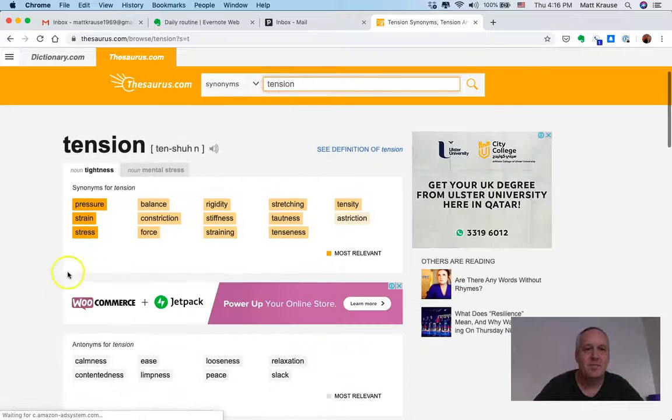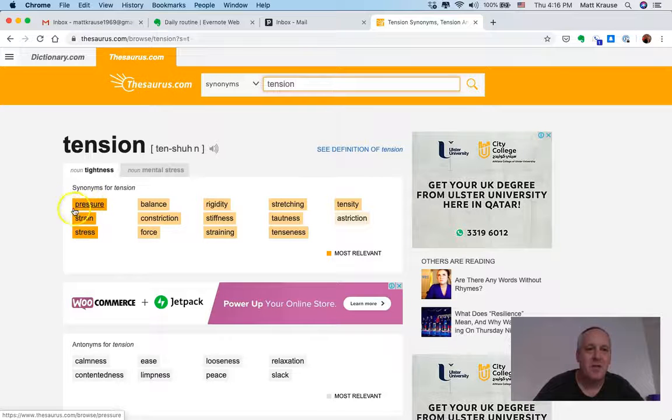In this case, in thesaurus.com, look for the dark orange words. There are light orange words and really light orange words, and at thesaurus.com, at least, those are words that are not quite as close to the original word tension. So in this case, we have three dark orange words: pressure, strain, and stress.